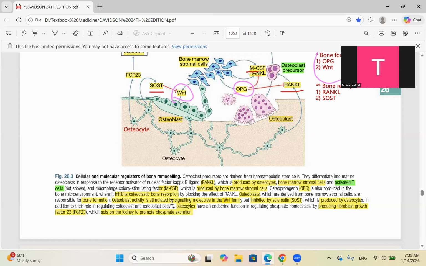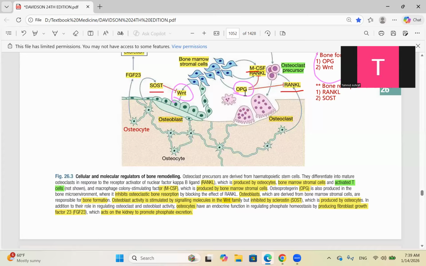Then osteoblast activity is stimulated by WNT. Osteoblast formation is inhibited by sclerostin or SOST. Sclerostin is produced by osteocytes. Here we will see in this figure again.